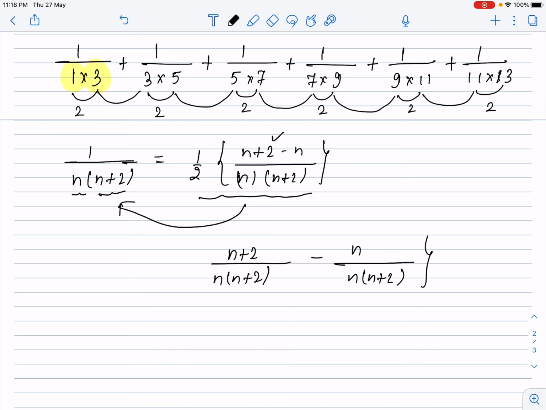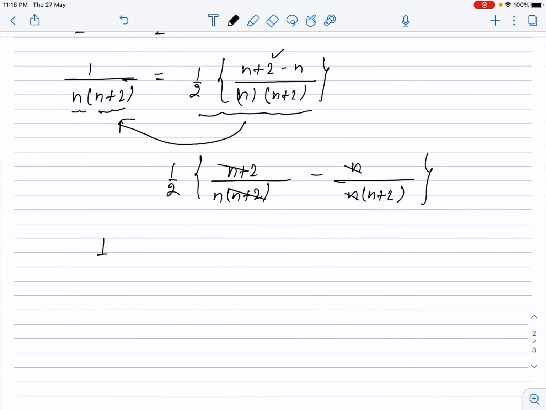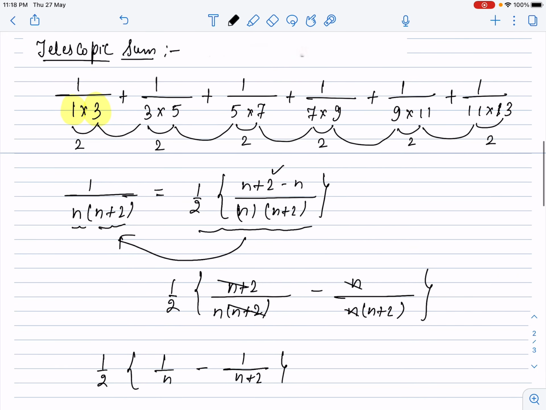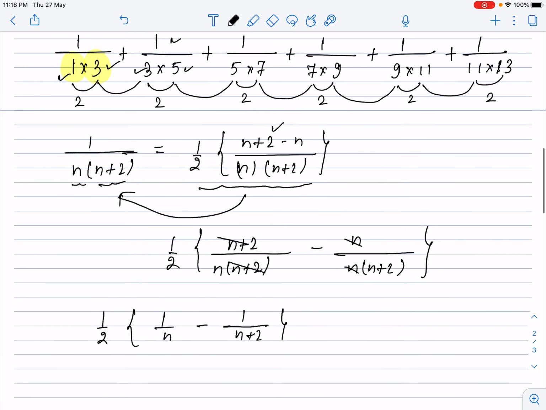And in the front I'll write 1 by 2. This n plus 2 gets cancelled with n plus 2, and n gets cancelled with n. So finally we get 1 by 2 multiplied by 1 upon n minus 1 upon n plus 2. Very nice. So whenever we have anything like 1 upon 1 multiplied by 3, 1 upon 3 multiplied by 5, it is of the telescopic form. So how will we simplify this?